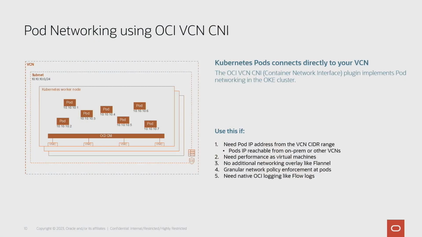And then there is no special additional overlay networking like other CNIs such as Flannel would do for you. You'll be able to take all the benefits of the VCN, including flow logs. And you would also be able to apply all sorts of security lists and policies from the VCN for your particular pods.